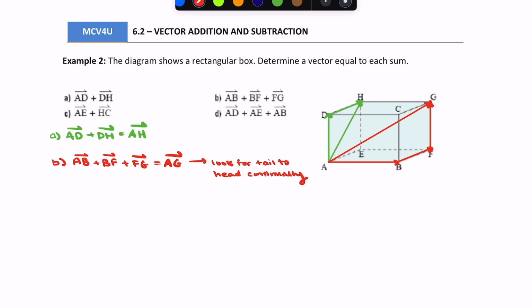Okay, for C, we have vector AE plus vector HC.